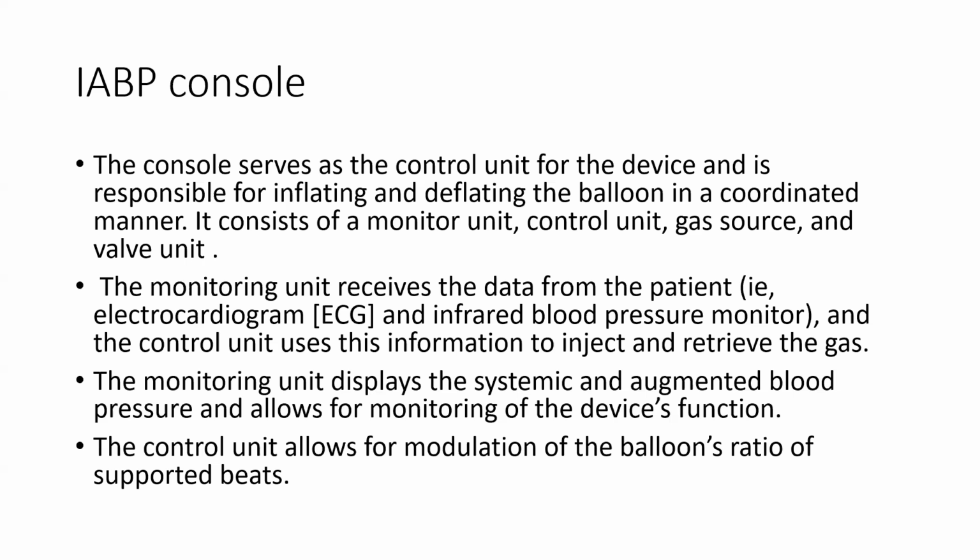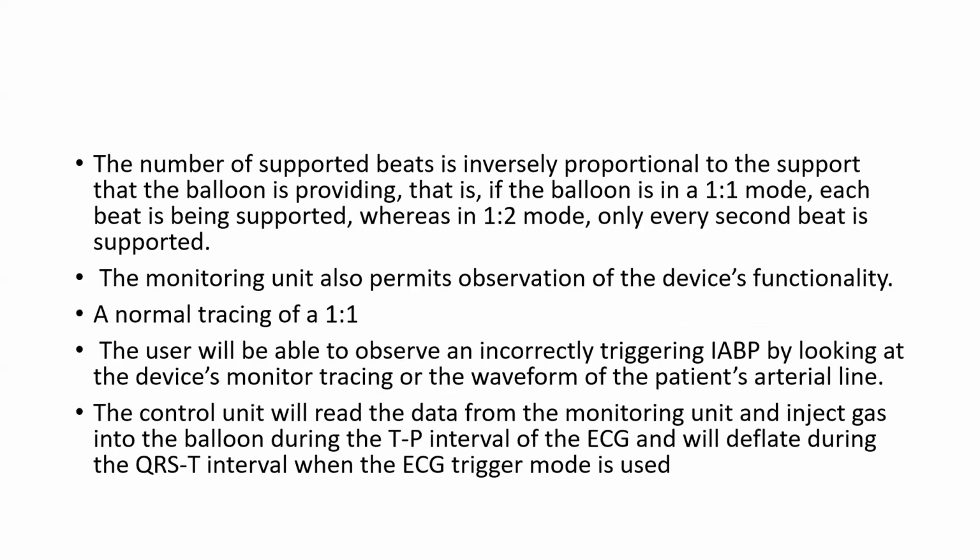The control unit allows for the modulation of the balloon's ratio of supported beats. The number of supported beats is inversely proportional to the support that the balloon is providing. That is, if the balloon is in 1:1 mode, each beat is being supported, and when in 1:2 mode, only every second beat is supported. The monitoring unit also permits the observation of the device's functionality. This is the normal tracing of 1:1.